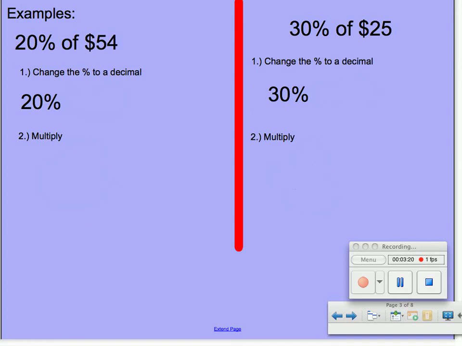Okay. So, you've got 2 steps. Step 1, percent to decimal. Step 2, multiply. 20% of 54. I know that I can automatically replace the "of" with the multiplication sign. What would the percent to a decimal be? What would that look like? 0.2.